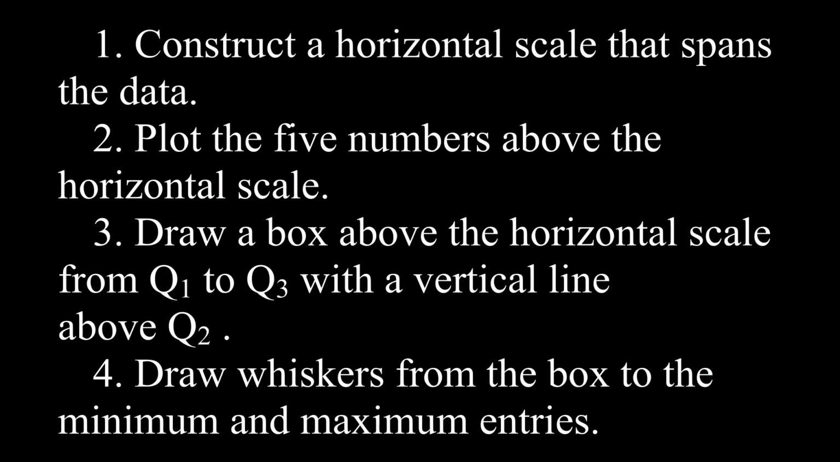Then we use that to construct an oddly shaped plot, where what we do is construct a horizontal scale that spans the data. So you draw an axis below, then you plot the 5 numbers above the horizontal scale. That is, you plot the values from the 5-number summary, then draw a box above the scale from Q1 to Q3 with a vertical line above Q2, and draw whiskers from the box to the minimum and maximum entries.